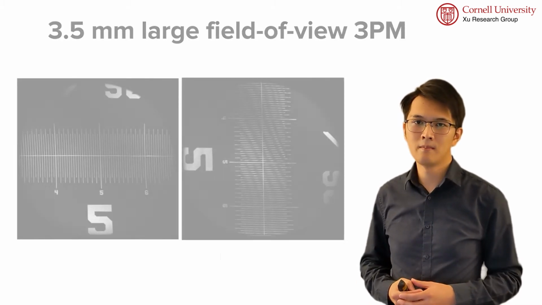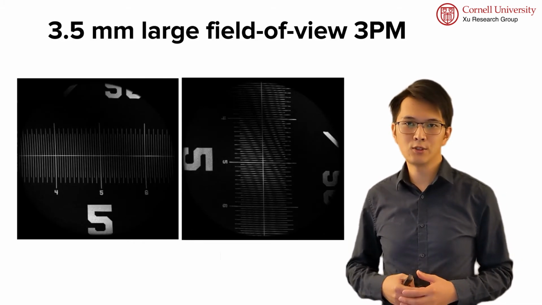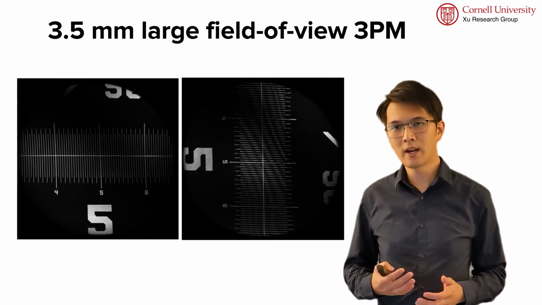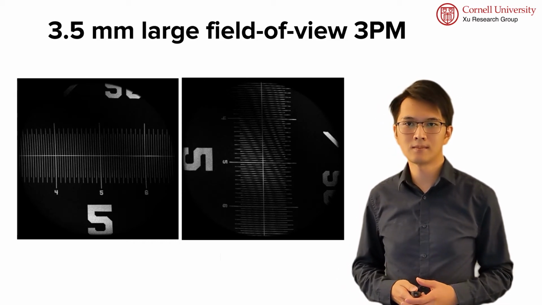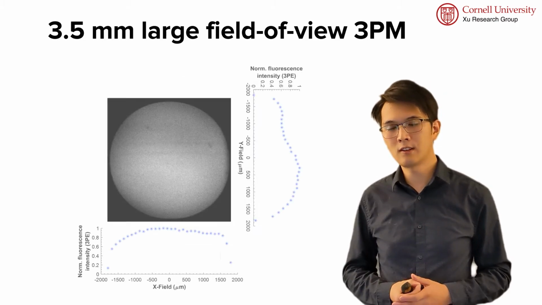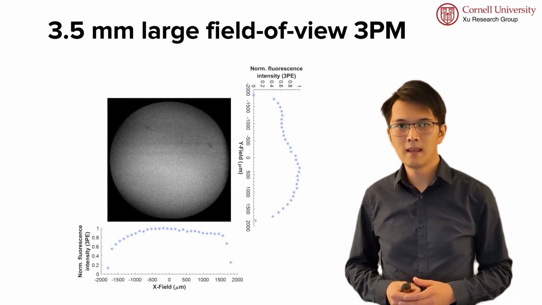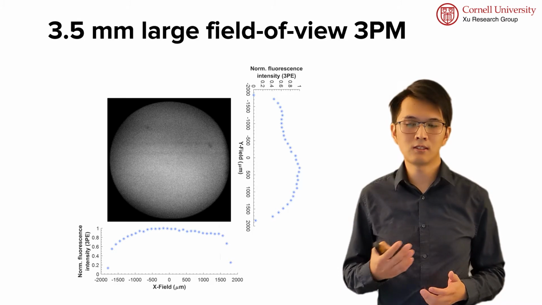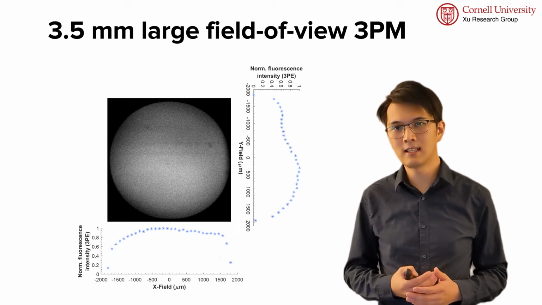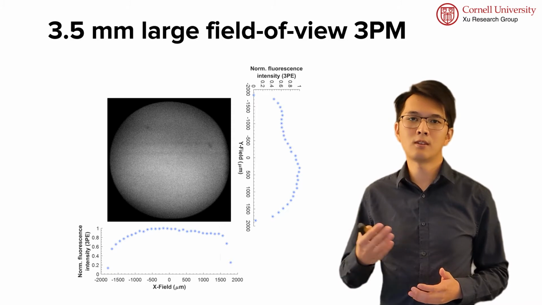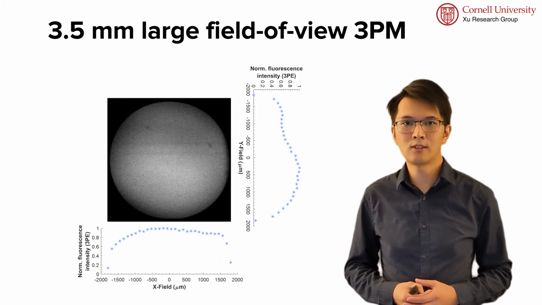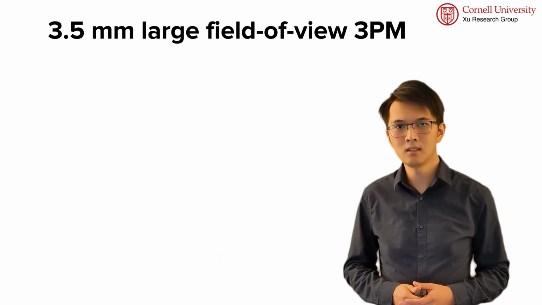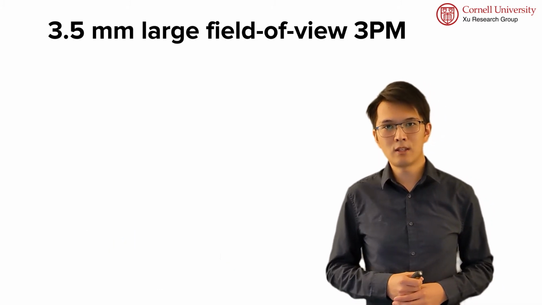With the large field of view microscope, we can image a field of view of 3.5 millimeters in diameter. This is an image of a micromirror showing we can image both in the x-axis and y-axis over 3.5 millimeters. What's more, the transmission of the microscope is really good as well. At the edge of the field of view, the 3-photon excitation fluorescence intensity degrades to around 50% compared to the center. It means that the transmission of 1300 nanometers at the edge of the field of view is around 80%. So with this, we can start to image the mouse.